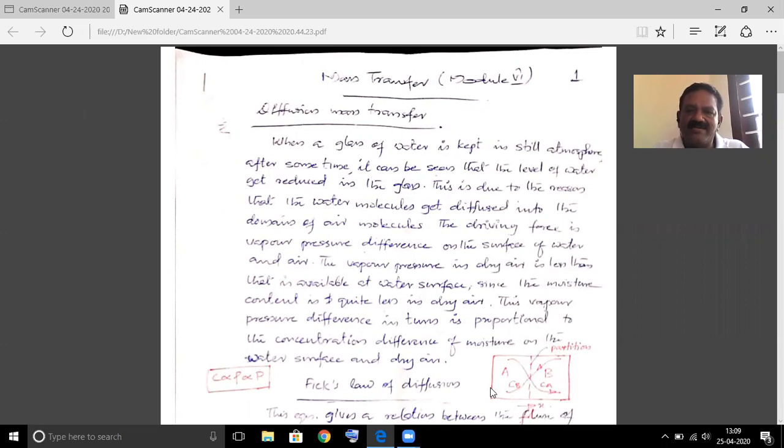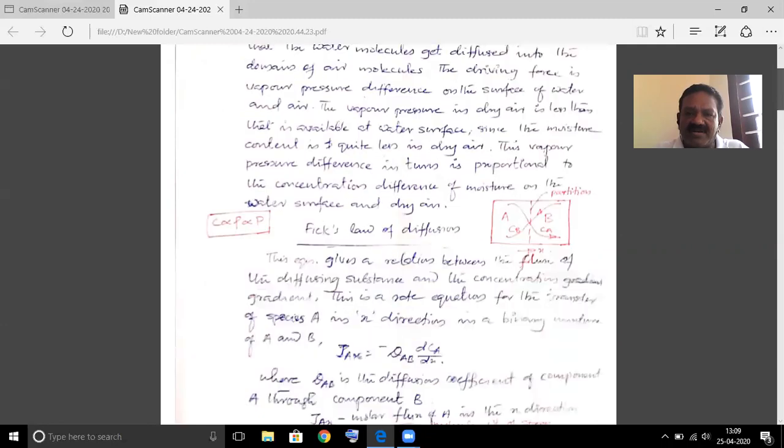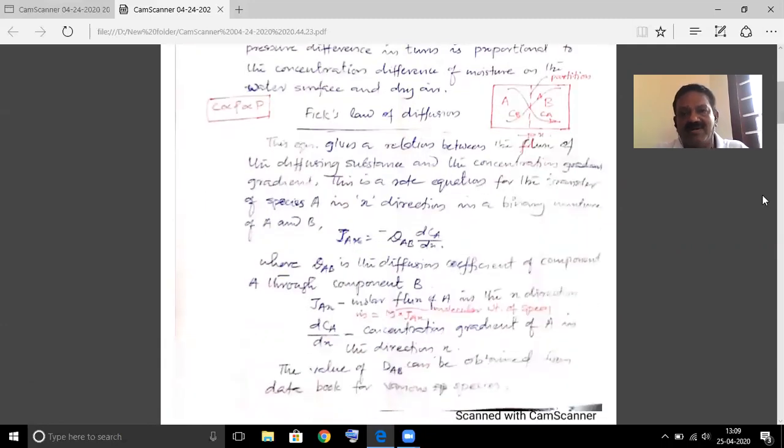see that the species A is getting transported into the region or domain of B. Similarly, the species B is getting diffused into the domain of A. So this is a very good example of diffusion mass transfer. Here, this is taking place because of the concentration difference.